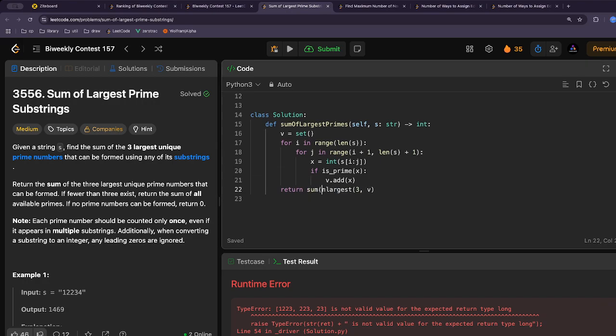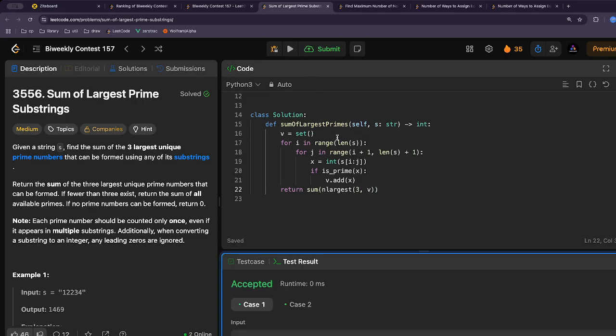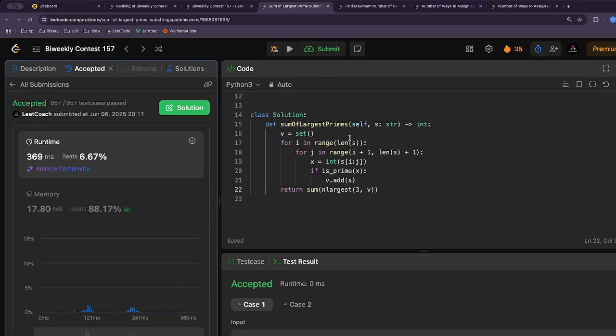We have to return the sum of this. Wasn't too sure about the complexity. Cool. So we got accepted.